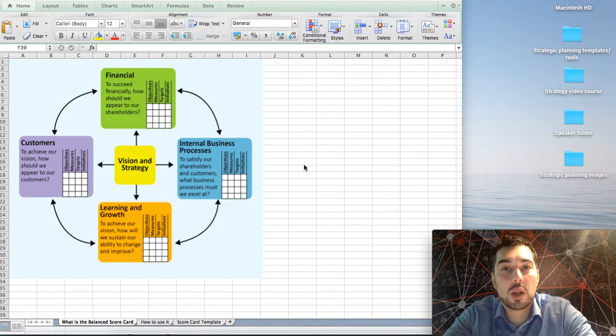Going to talk about using the Balanced Scorecard to create strategic priorities, strategic initiatives, and KPIs. So we talked about how to use the strategic planning map before this, and this is a different way to create strategic priorities that align with what you're trying to do in your business. So this methodology is called the Balanced Scorecard.